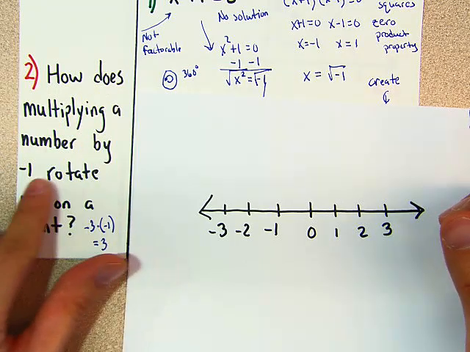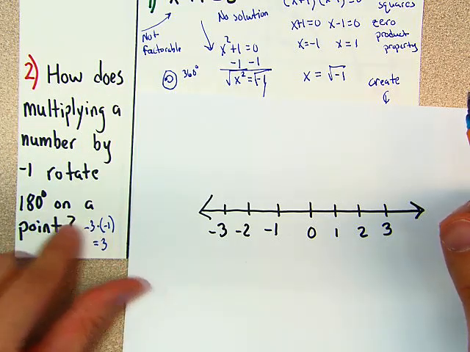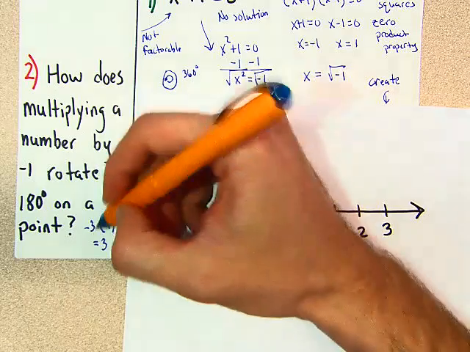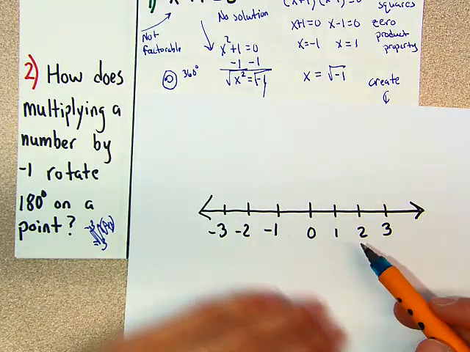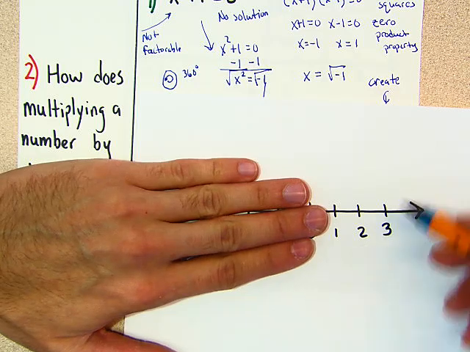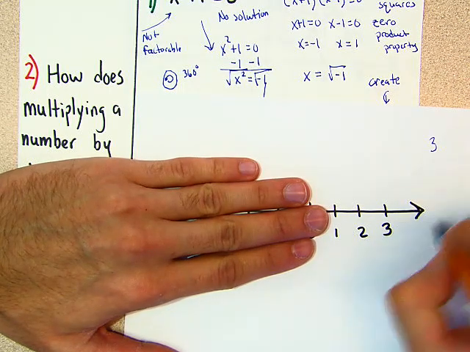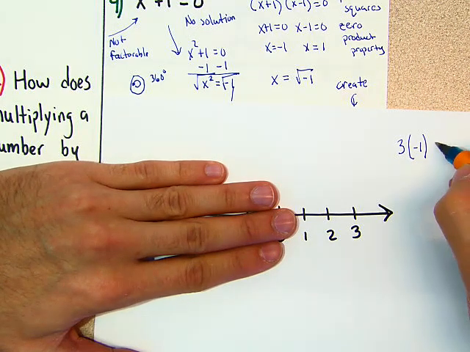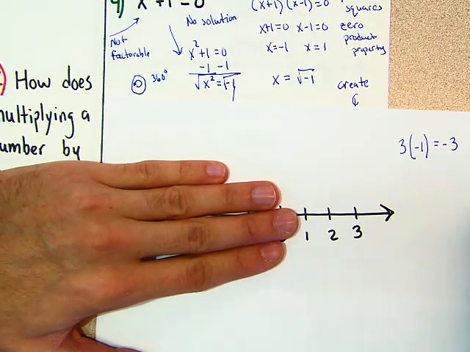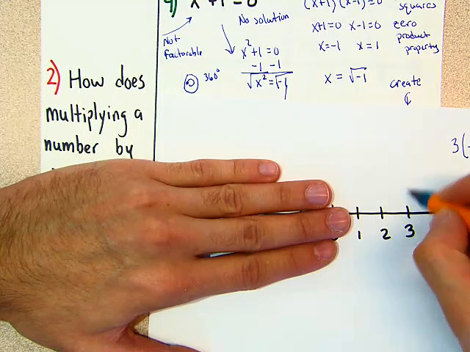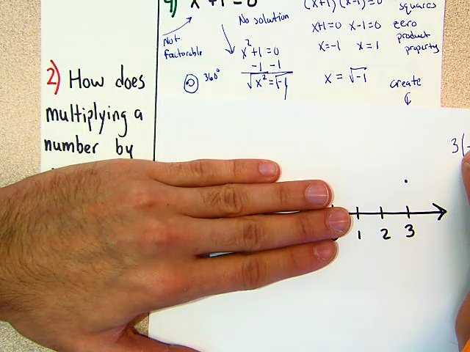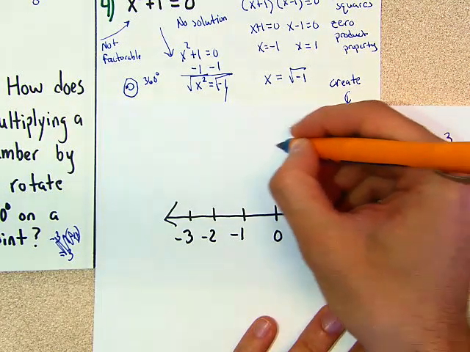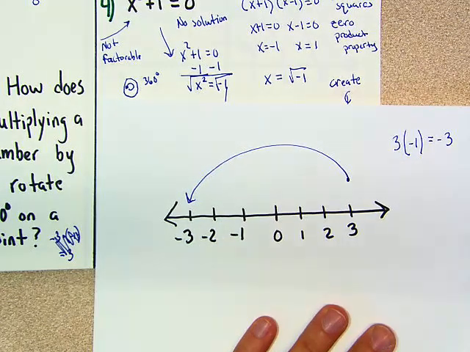How does multiplying a number by -1 rotate 180 degrees on a point? Now, when you read this, it may look like gibberish, but let's think about it. Let's say we pick one of our positive numbers, and let's say we pick 3. If we have the number 3 and we multiply it by -1, what do we get? We get -3. So let's say we're at 3 and I multiply by -1. Where do we go to? We go to -3.